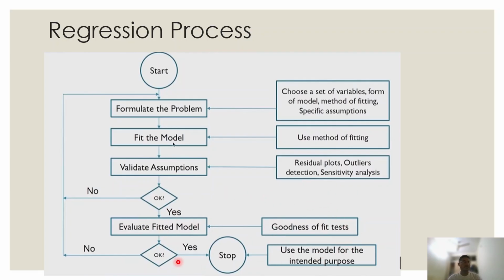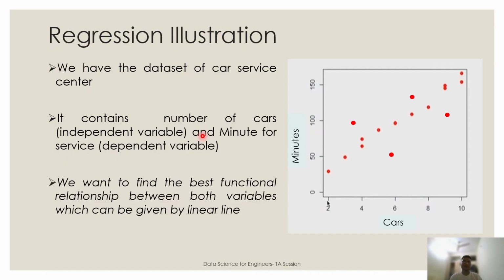If it's not okay, then again, it's a looping or iterative process. If you are okay with it, then we stop and deploy that model into real production. So that's what the regression process looks like. We will go through each step of this, and I will explain how these things work. So we will take a simple example, a regression illustrative example.